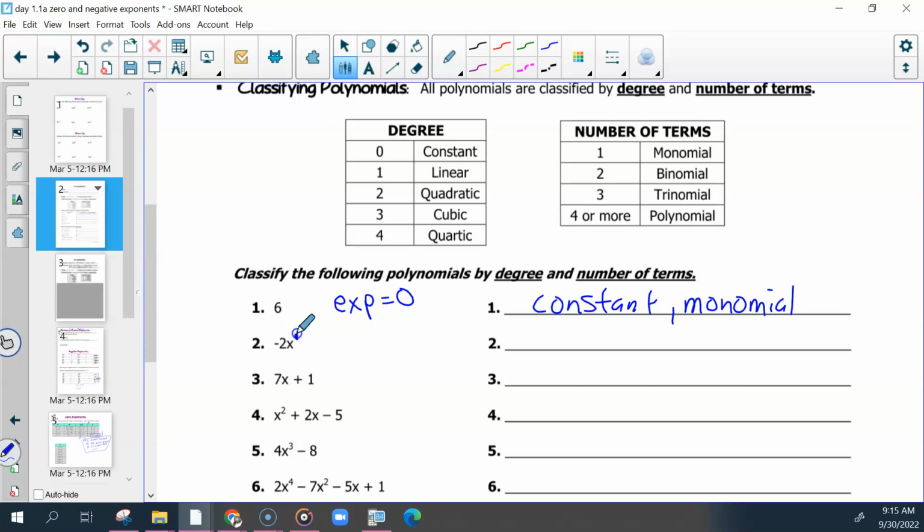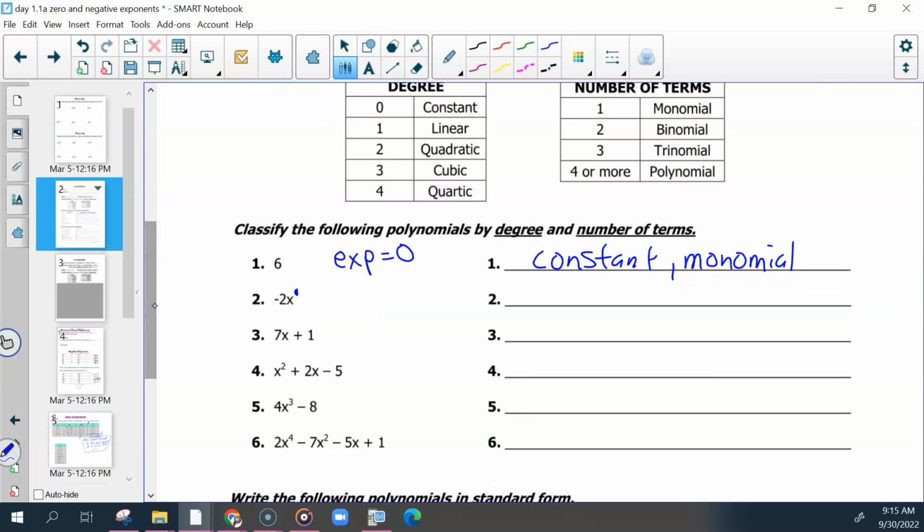So for negative 2x, what would the degree of that one be? Linear. So this has an exponent of 1. You just don't see it. So this would be linear. Anything with an x that doesn't have an exponent, well, it has one, it's just 1, is linear. Well, what is the number of terms? 1. So it's monomial again.